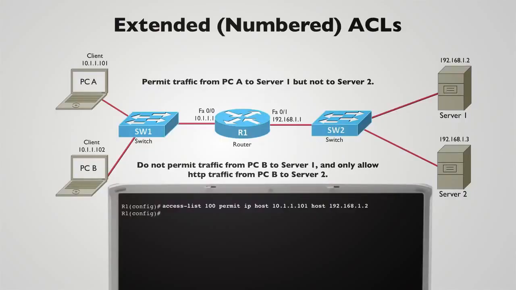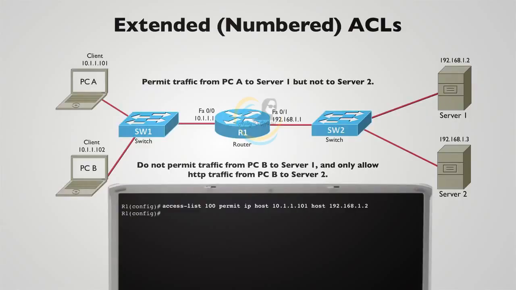The source is going to be the host with the IP address of 10.1.1.101, that's PCA, and the permitted destination is the host of 192.168.1.2. And notice that I'm using the host keyword here and specifying a single IP address. Instead of doing that, we could specify a subnet, followed by a wildcard mask for that subnet. But here we're being very specific, saying this host can get to this other host.